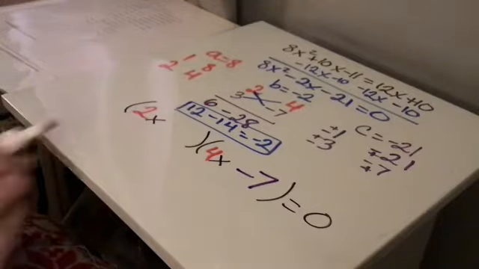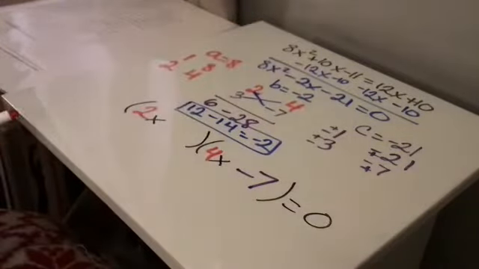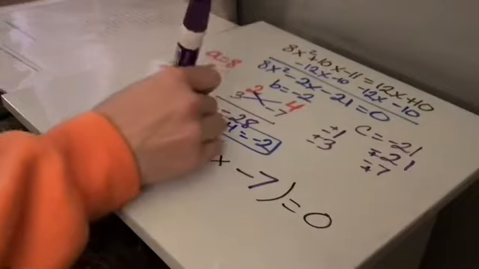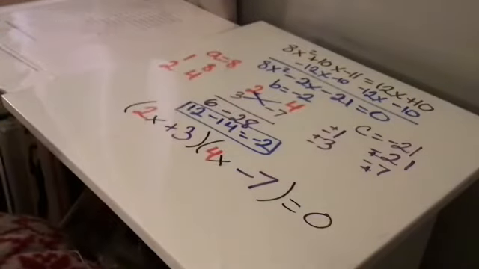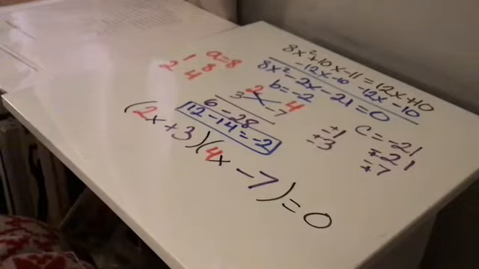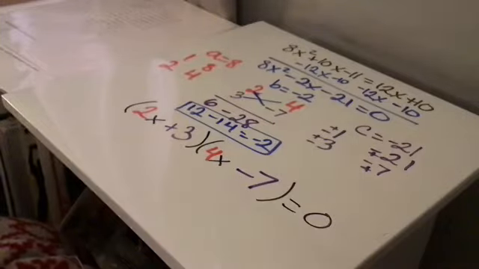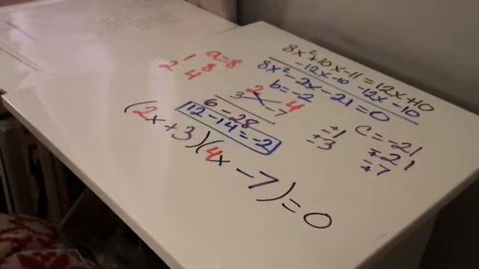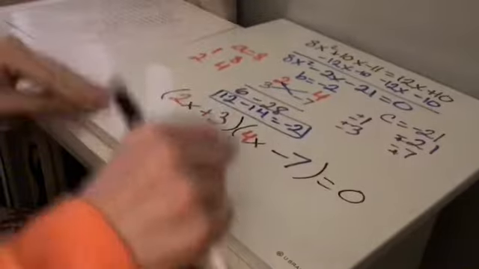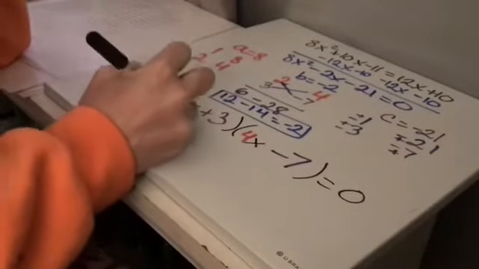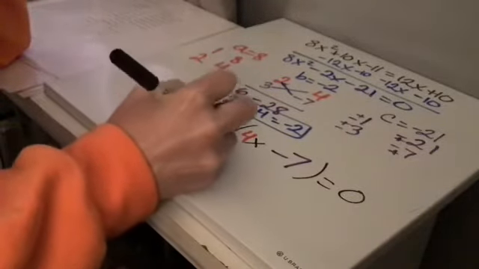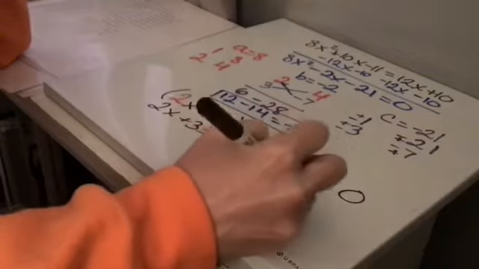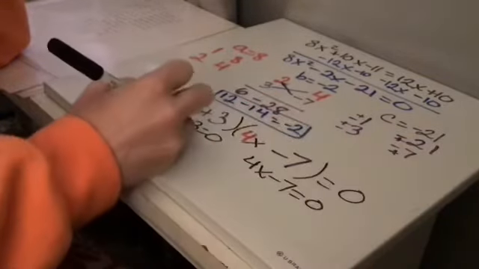And then we did 3 times 4. So the 4 is here, so the 3 goes in this set of parentheses. So now it's factored, but then you have to solve for x, okay? So we use the zero product property. We're going to set each of these equal to 0, 2x plus 3, and 4x minus 7, and then solve for x.